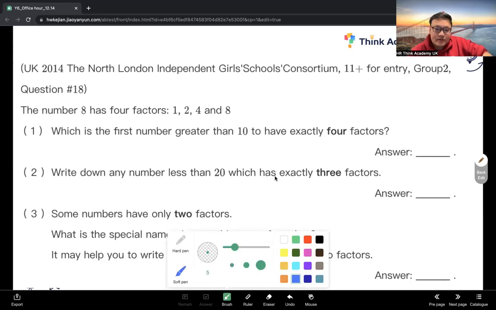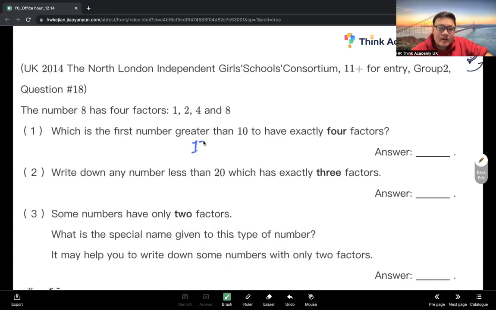Yes, it's 14. You're going to go from 11, right? For 11, you have only 2 factors. For 12, you have 1, 12, 2, 6, 3, 4, basically 6 factors, not 4. And 13, we know that's a prime number, only 2. So how about 14? For 14, you have 1, 14, 2, 7, that's it. So 14 will be the answer to this one.